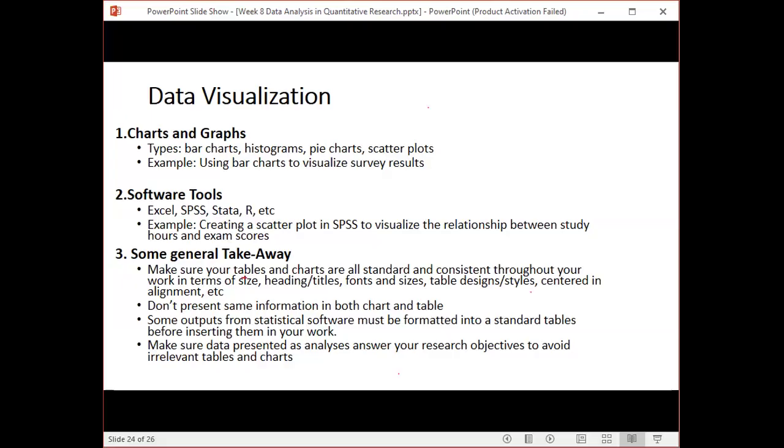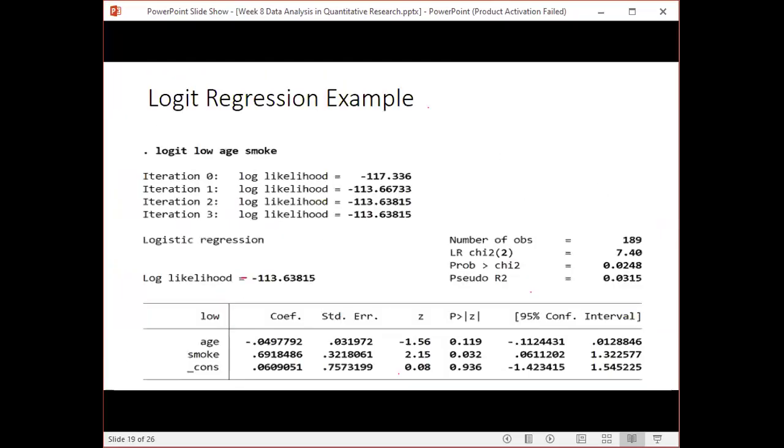Some of you will do an analysis, a table, and present the same information in a chart. It doesn't make sense. Either it's in a chart or it's in a table. Just choose one. Okay. Some output from the statistical software has to be formatted. Don't go and lift like you saw in a Stata like this, right? Don't lift this and come and paste in your work as the results.